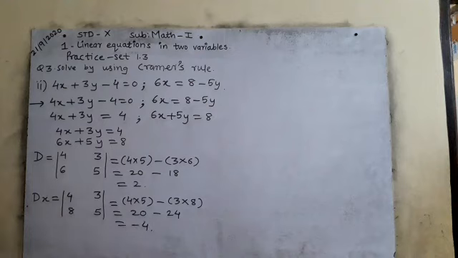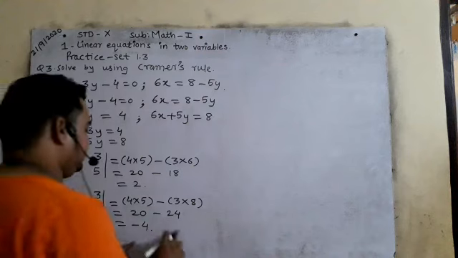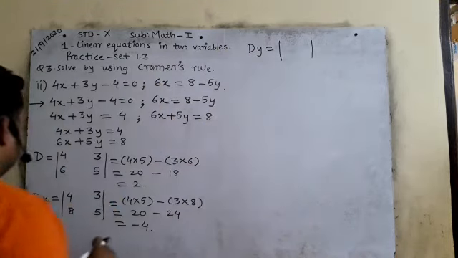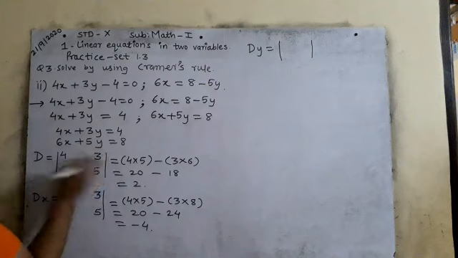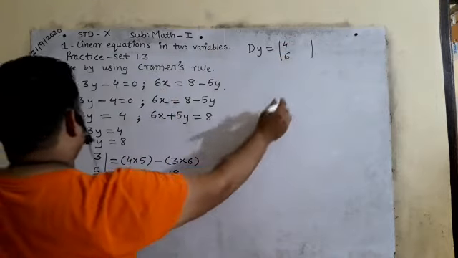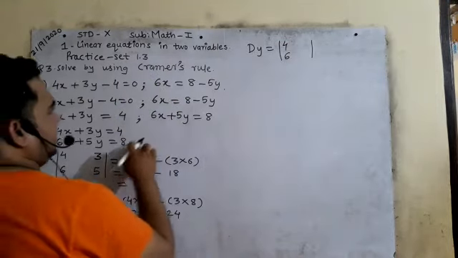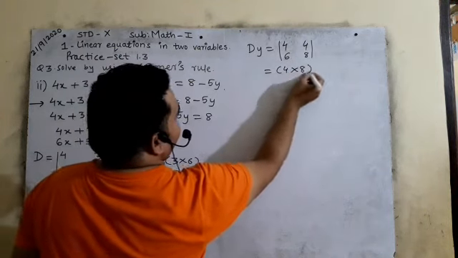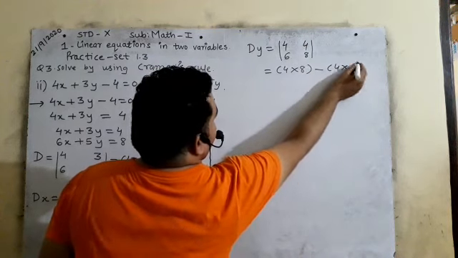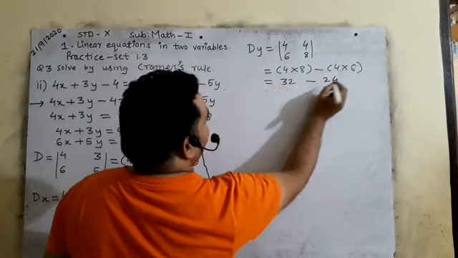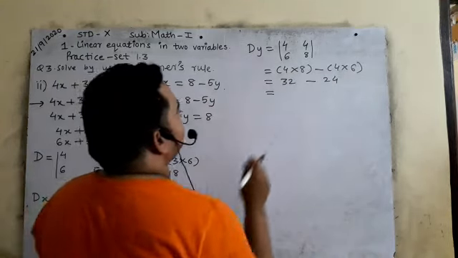Is it clear? Now after dx we will find dy. So dy is equal to, same, you will take out the y coefficients. Y coefficients take out, remove. X coefficients you will write as it is, 4 and 6. And what you will write here? 4 and 8. Now you will solve. 4 will multiply by 8 minus 4 will multiply by 6. So the answer is 4 8s are 32 minus 24. So 32 minus 24 is how much?